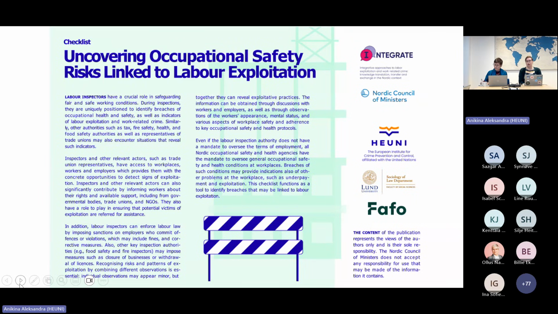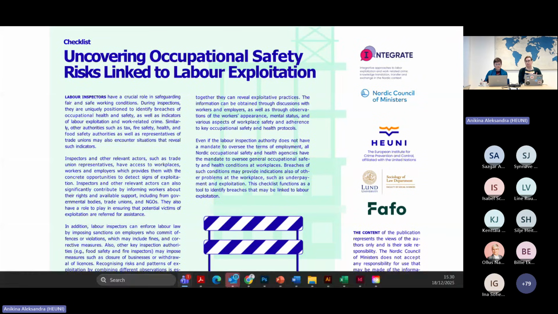And obviously different authorities and actors have different mandates and they look at different issues. But it's important to say that recognizing these risks and patterns of exploitation by combining the different observations is key to strengthen detection of this phenomenon. And then we try to make this checklist comprehensive, given that, as we explained, different Nordic labor inspection authorities and other authorities have different mandates in place.